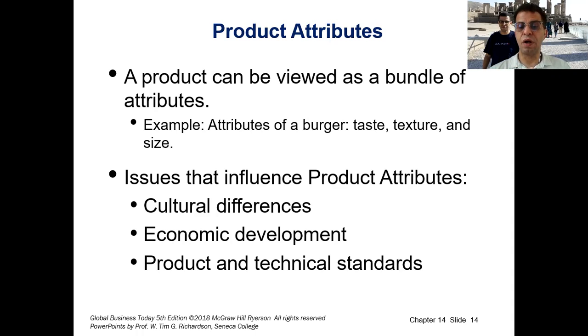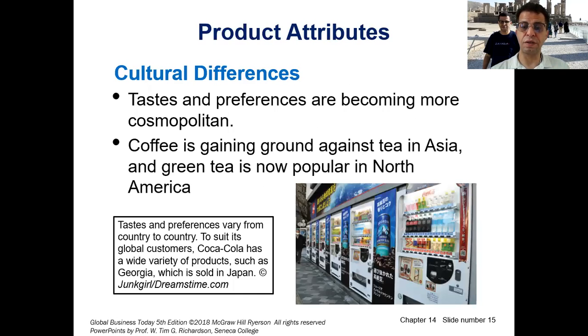An issue that influences the product attribute definitely is the cultural differences. Some countries like their chunk of food more, some of them like it smaller, some of them like it spicy, some of them like it less spicy, some of them like it medium. So the cultural differences, the economic development, and the product and the technical standard itself. So according to the culture, according to the economic development, and according to a product and technical standards.